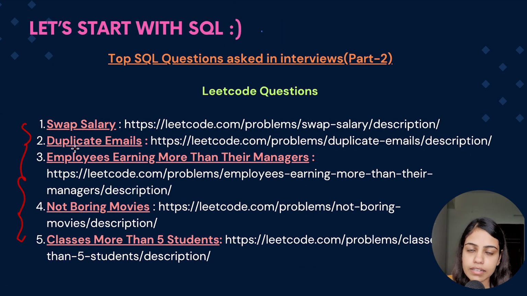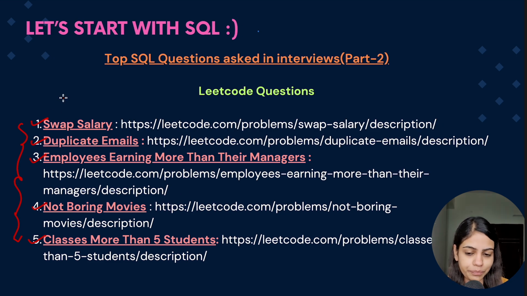So these are the questions which we would be discussing. I'll provide the links in the description so you can watch the questions and then solve them yourself. The first question is swap salary, second is duplicate emails, third is employee earning more than their managers, fourth is not boring movies, and fifth is class more than 5 students. So let's start with swap salary.